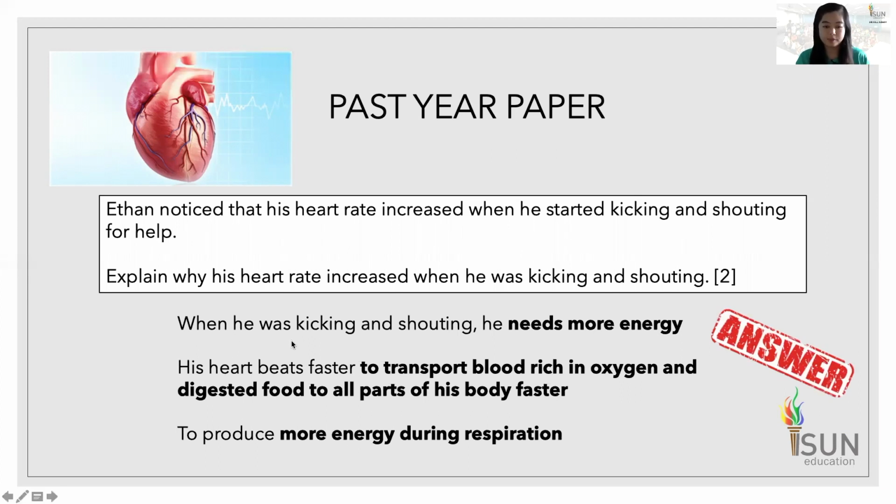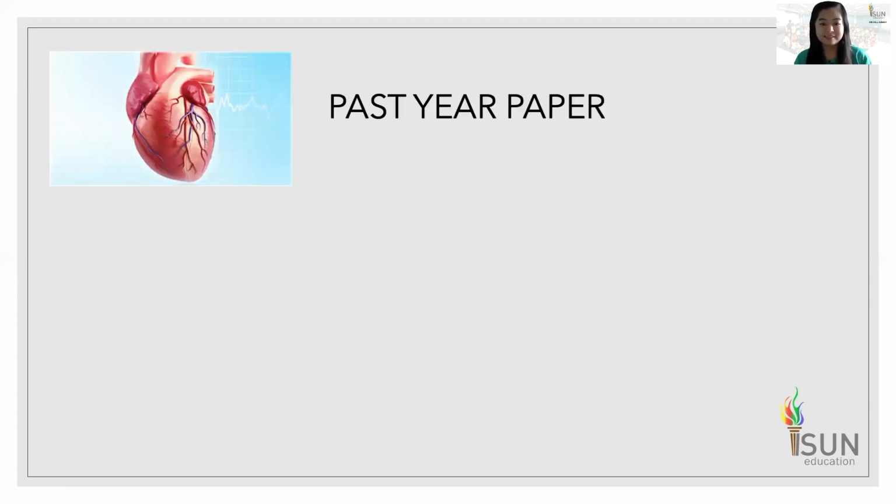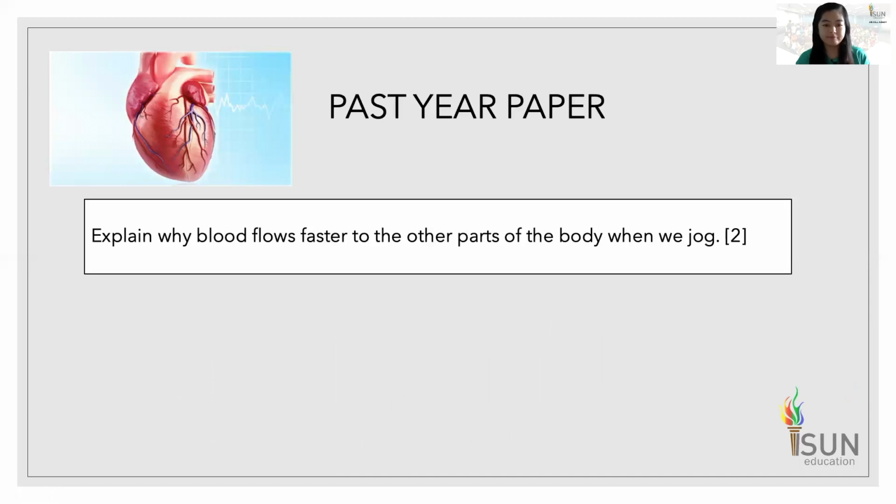Just now we mentioned when we exercise. So instead of we, we change to he, because this is about Ethan. And the question talks about kicking and shouting, so instead of saying exercising, you say kicking and shouting. Quite simple, right? Easy. Now, next question. Explain why blood flows faster to other parts of the body when we jog.